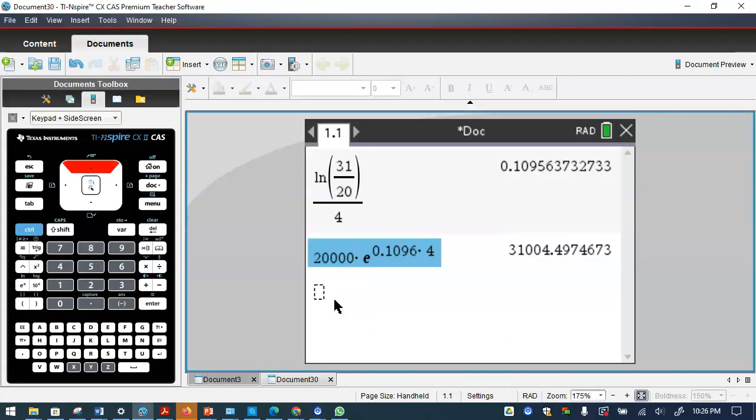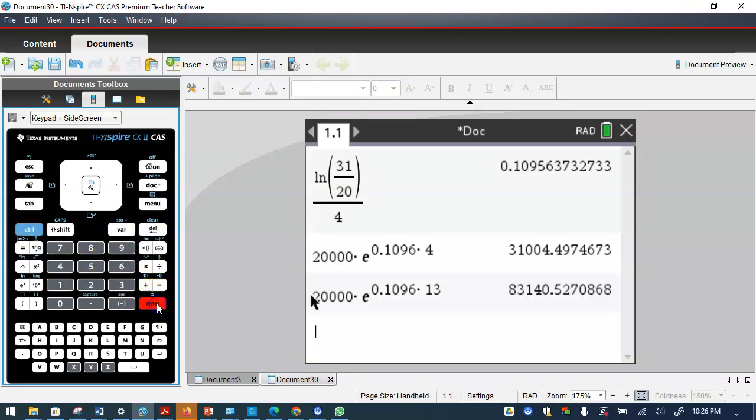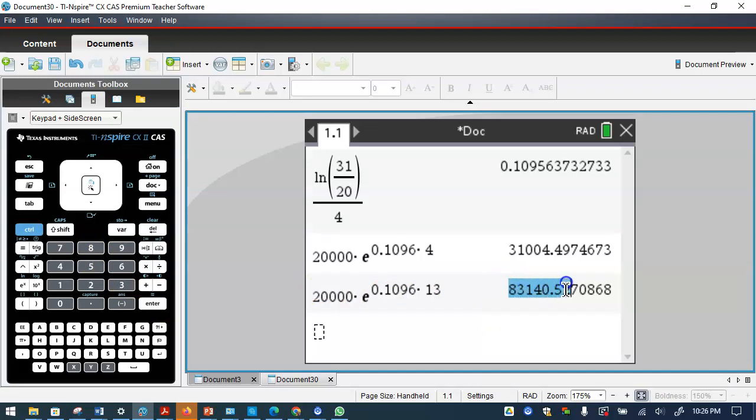Yeah, so I have to go back. I think it is 13, right? I put it like 4. So this should be 13 there. Sorry. This should be 13, and then you multiply by 0.1096 times 13. Now click on Control and Enter. You get 83,000. And you have to round it to the nearest two places.